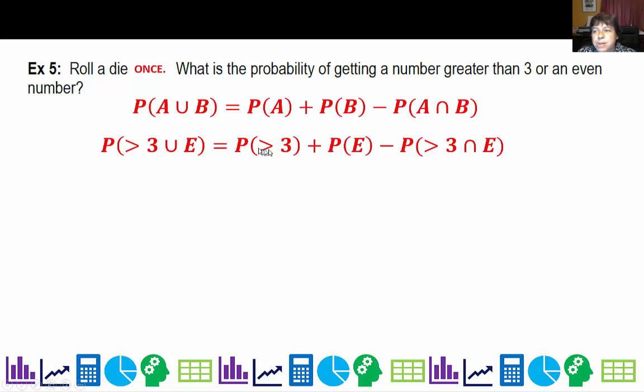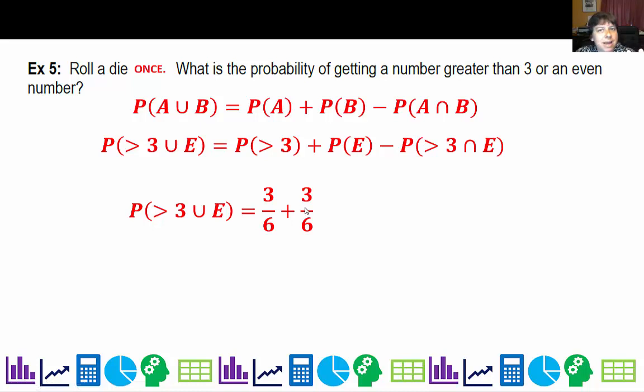So that's equal to the probability of a number greater than 3, plus the probability of even, minus the probability both of these happen at the same time. So we can talk about that. Well, the probability of getting greater than a 3 is 3 out of 6 because you can roll a 4, 5, or a 6. How many evens are there? There are 3 out of 6 because there's 2, 4, and 6.